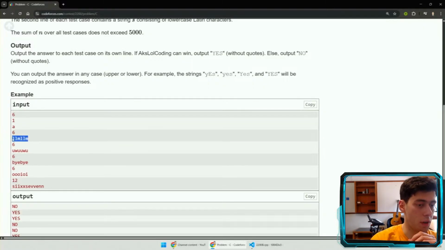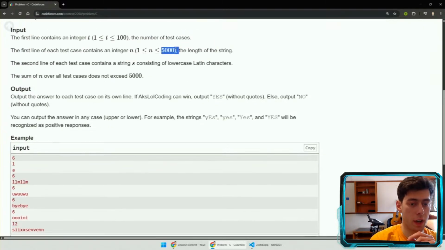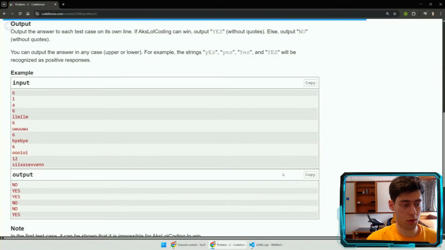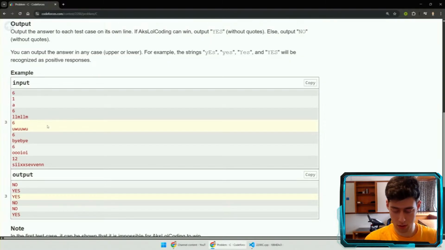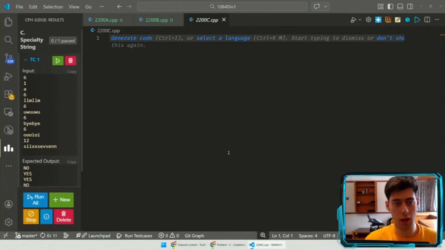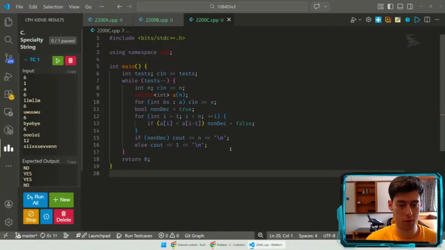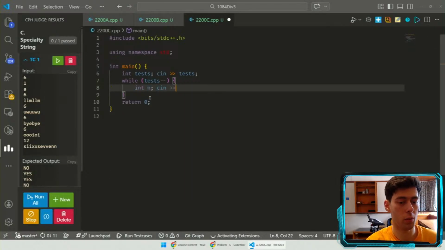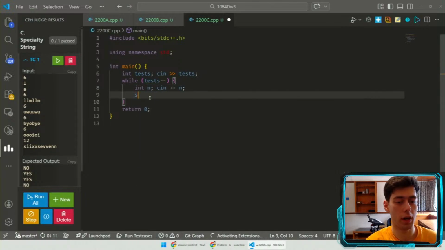So this is just DP on ranges, right? What's M? 5,000. Yeah, this is just DP on ranges. This is similar to many problems. But what happens here? We get M and a string.